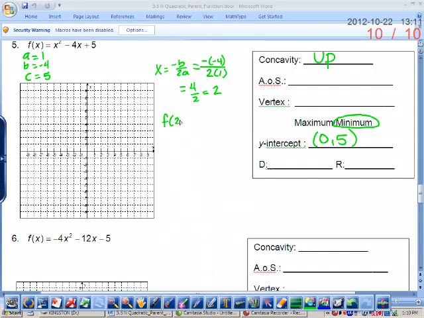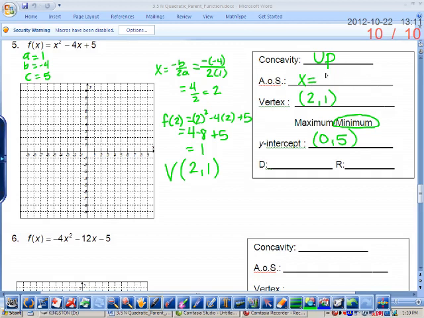So now I'm going to find f of 2. 2 squared minus 4 times 2 plus 5. 2 squared is 4. 4 times 2, so minus 8 plus 5. So I'm going to get -4 plus 5, which is 1. So my vertex, what are the coordinates of my vertex? 2, 1. What's the equation of my axis of symmetry? X equals what? 2.